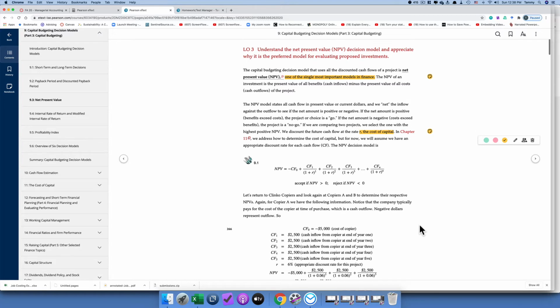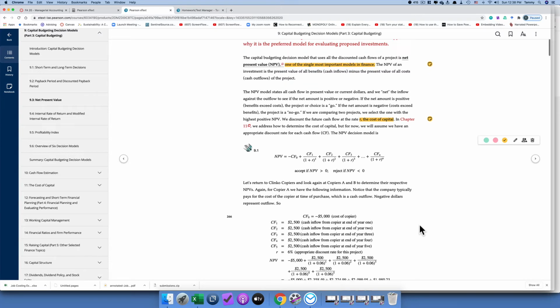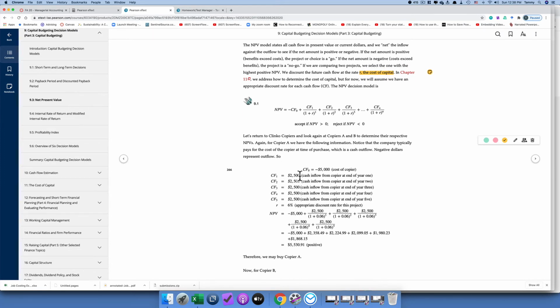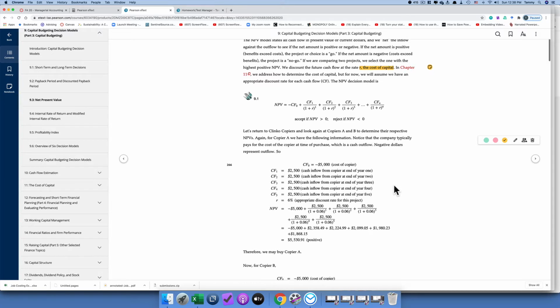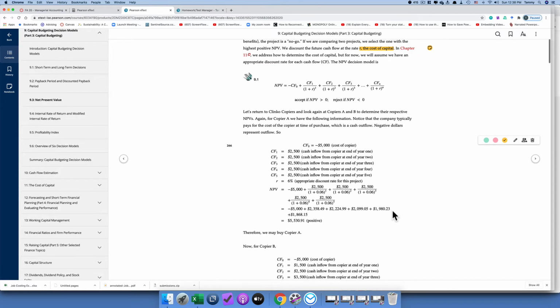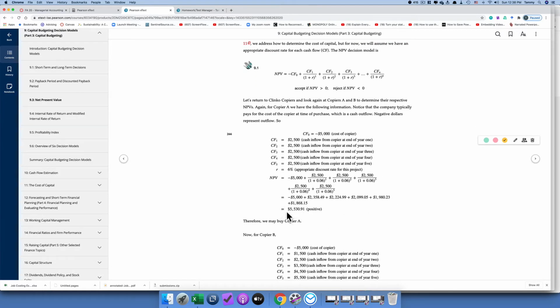Right, so if we look at those two copiers, remember we had copier A, which had these first cash flows of $2,500 in the first couple of years, so it had a payback period of 2 years. Well, if you discount all of these cash flows at a 6% discount rate, you wind up with a net present value of $5,500 positive. So that looks like a good investment.